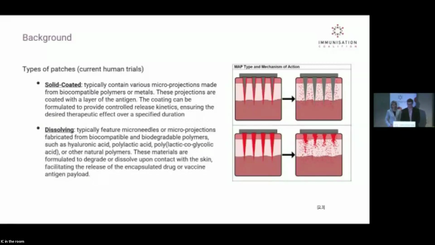So the reason why dissolvable and solid were in bold is because they are the most commonly used in clinical practice and clinical trials at the moment. The solid is typically made of a polymer or a metal and is coated in the antigen, which is then delivered to the skin. These polymers stay intact as they exit the skin and are then disposed of. Alternatively, there's a dissolving patch, which is made of biodegradable polymers. These dissolve in the skin.